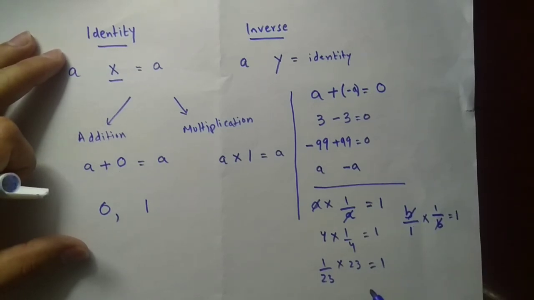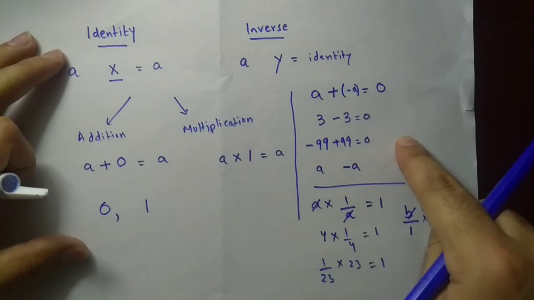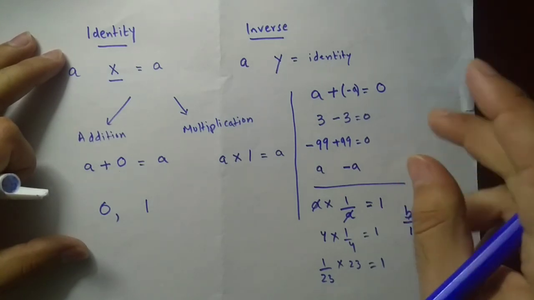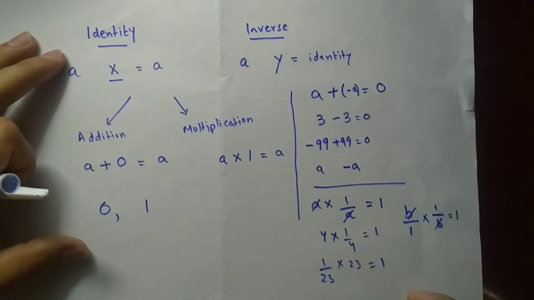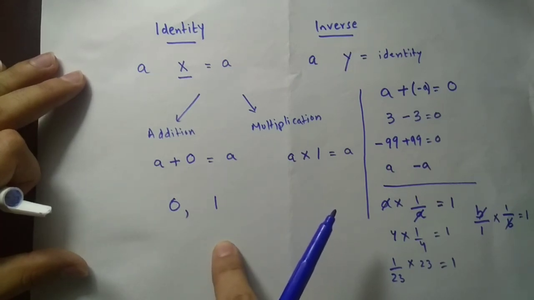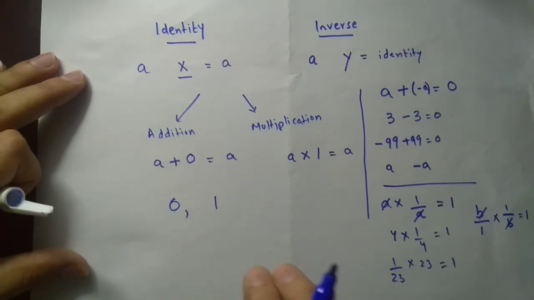So in case of additive inverse, if you're given a number, change its sign. That will be your additive inverse. And in case of multiplicative inverse, if you're given a specific number, take the reciprocal of that number in order to get the multiplicative inverse. Whereas the identities are 0 and 1. So this was identity and inverse.